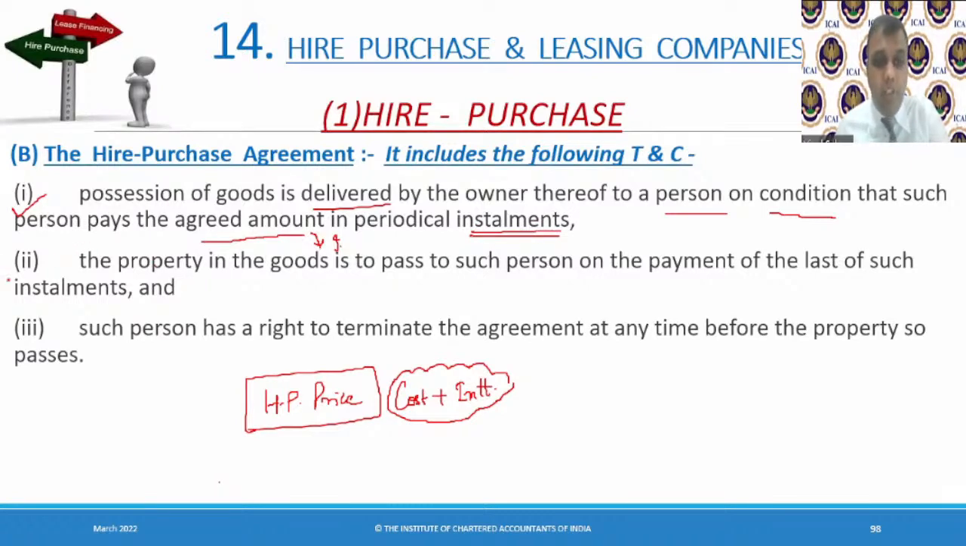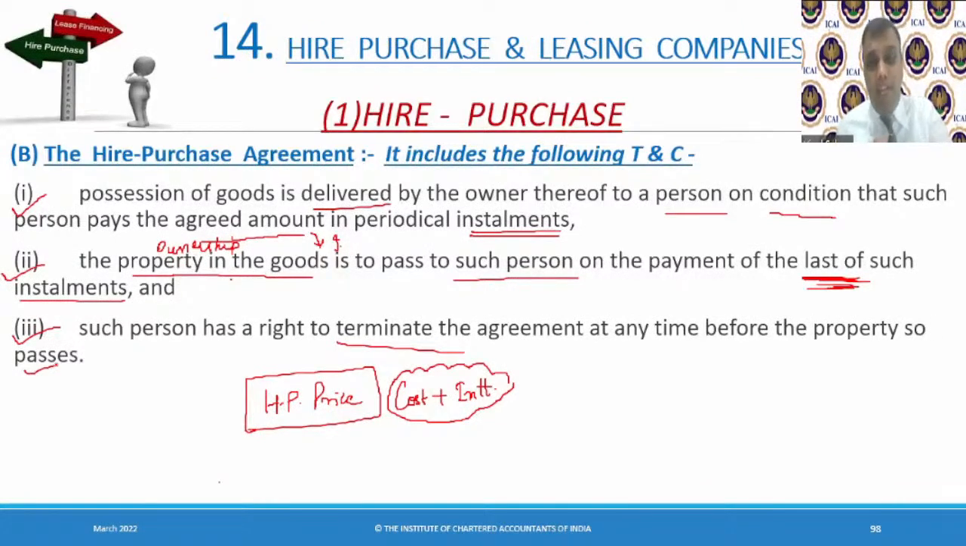The property in goods is to pass. I hope you all have read the Sale of Goods Act. What do you mean by property in goods? The property in goods is to pass to such person on the payment of the last of such installments. After you pay the last installment, the property in goods, meaning ownership, passes on to the hirer. And such person has the right to terminate the agreement at any time before the property so passes.